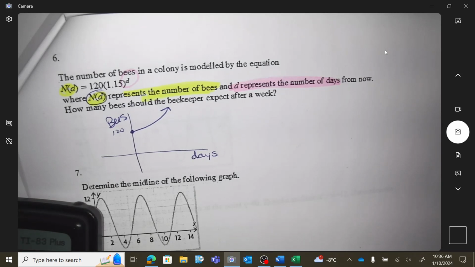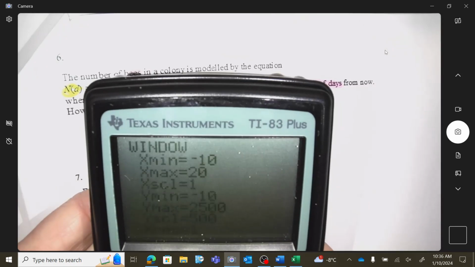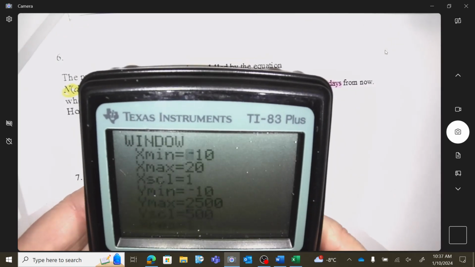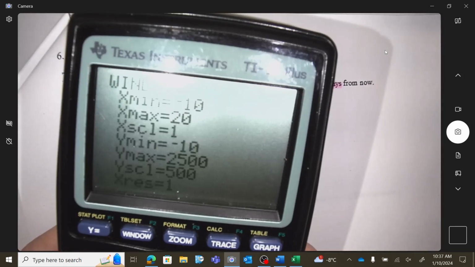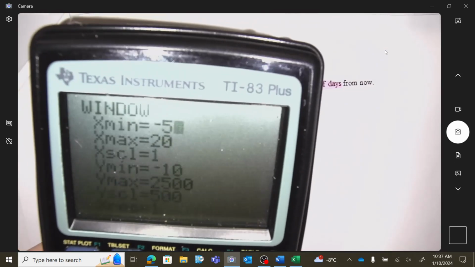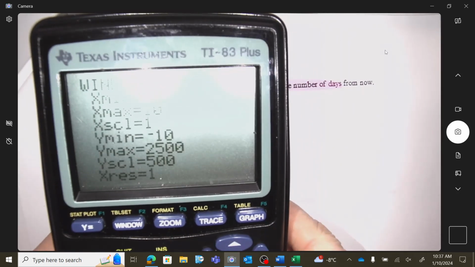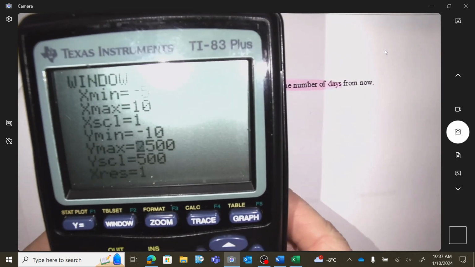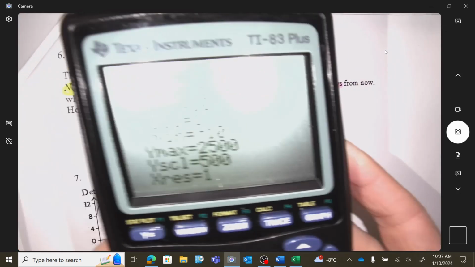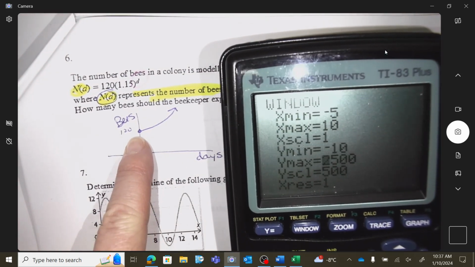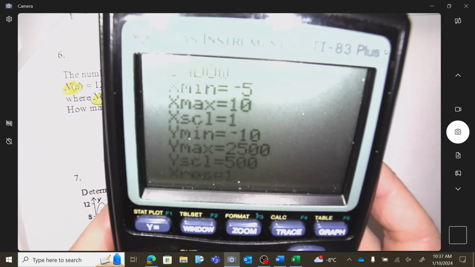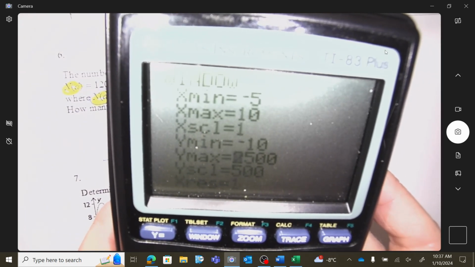Okay, so what do you want when you go to your window then? X is days. What should we do? Negative 5 to 10. Y is your number of bees. What do you want to go up to for bees? 120 was already there. So then I'm going to go to 400.